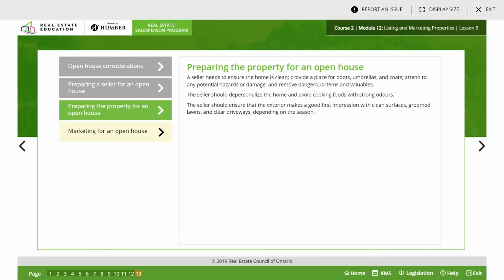A seller needs to ensure the home is clean, provide a place for boots, umbrellas, and coats, attend to any potential hazards or damage, and remove dangerous items and valuables. The seller should depersonalize the home and avoid cooking foods with strong odors. The seller should ensure the exterior makes a good first impression with clean surfaces, groomed lawns, and clear driveways depending on the season.